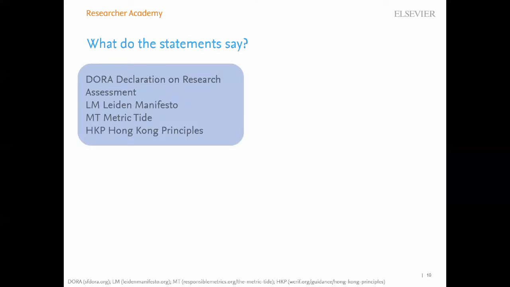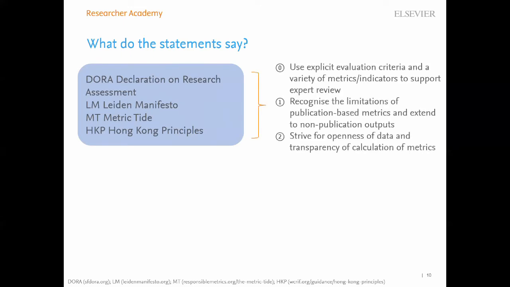Now let's go back to the statements that I mentioned in connection to the rising desire for responsible research assessment, and let's consider what they say. While there are some specific emphases from each of the statements, happily, there is quite some overlap in the sentiment and even in the language at times. All agree that the research community should use explicit evaluation criteria and a variety of metrics or indicators to support expert review. All call for us to recognise the limitations of publication-based metrics and extend our assessment approaches to include non-publication indicators. And all strive for openness of data and transparency around the calculation of metrics.